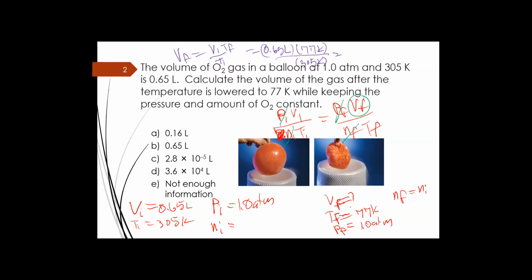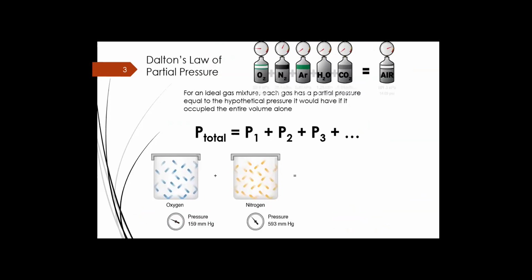So 0.65 times 77 divided by 305 gives us the answer of 0.164 liters, which is going to give us our answer of 0.16 liters. And that's what we're looking for. Okay. And so that's us applying that combined gas law in motion. Let's move on. So in our next one, what we're going to be talking about is Dalton's law of partial pressure.